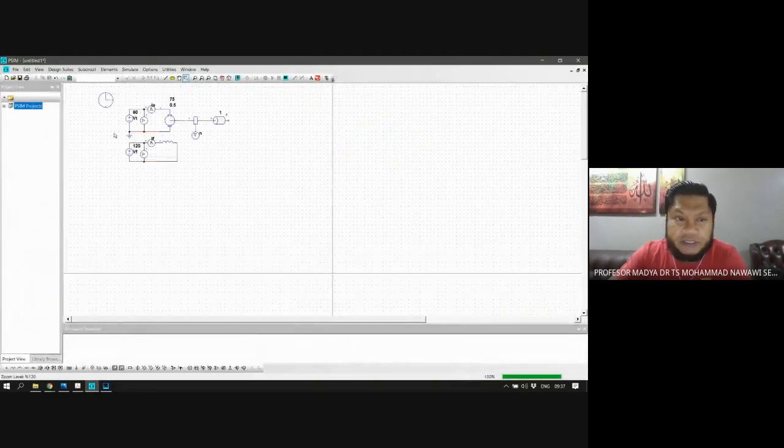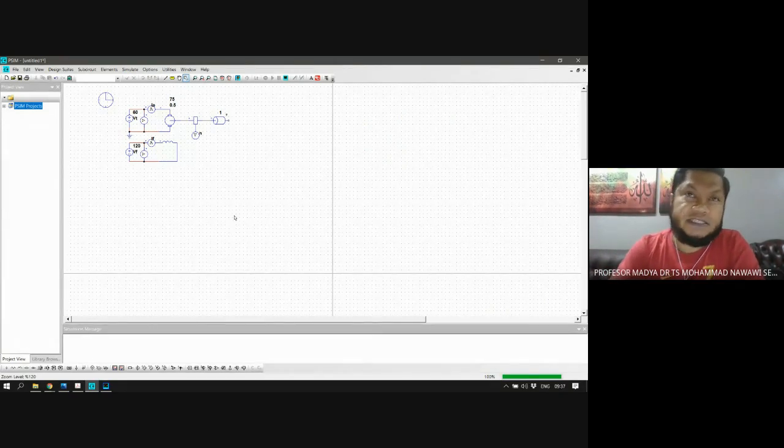So make sure that you try it, right? Because later on we're going to combine with the rectifier circuit, isn't it? And also we have the DC-DC converter circuit later on, by using the Psim.